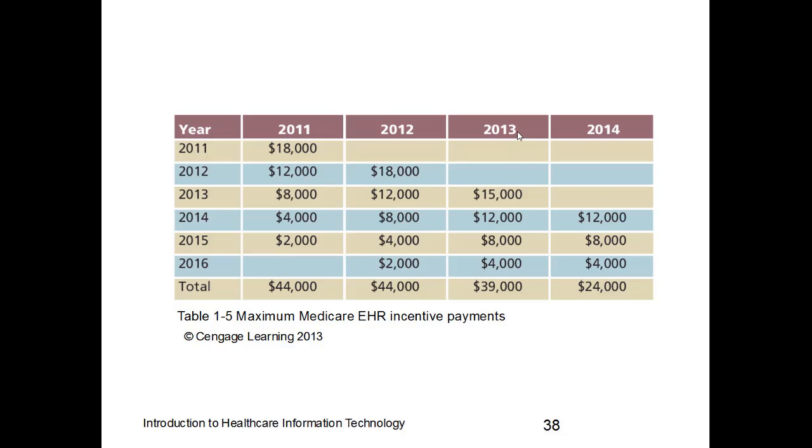If you were first approved in 2013, your first payment would have been $15,000, not 18, but $15,000. If you were first approved in 2014, your first payment would have been only $12,000. So basically what this table is saying is the sooner you qualified for these incentive programs, the more money you were able to earn in incentives.